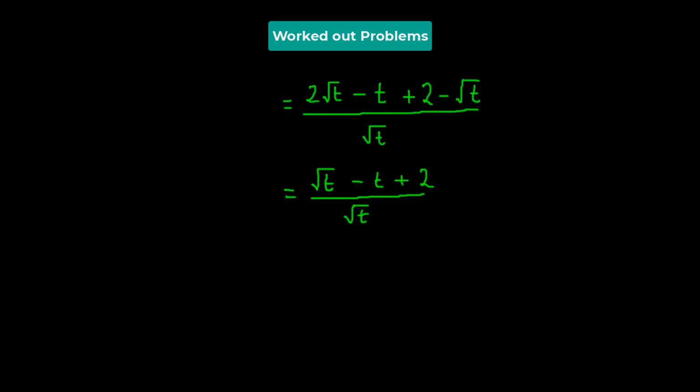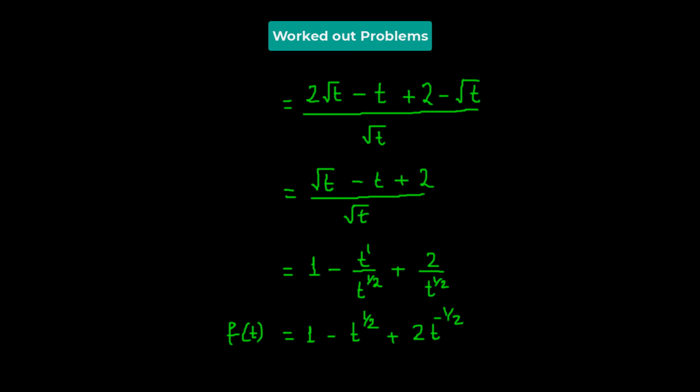We're going to divide each term by square root of t in the denominator. So we have square root of t divided by square root of t, so that will be 1, minus t over square root of t, which can be written as t raised to the power of half, plus 2 divided by t raised to the power of half. So we have 1 minus, in the numerator we have t raised to the power of 1, so t raised to the power of 1 minus half, so that will be t raised to the power of half, plus 2 times t raised to the power of negative half. So this is the simplified form of the given function f of t.